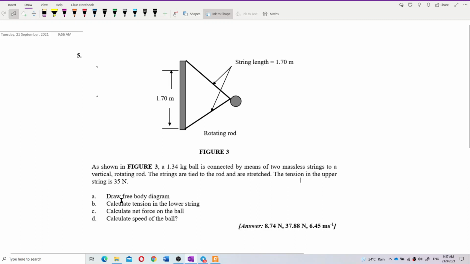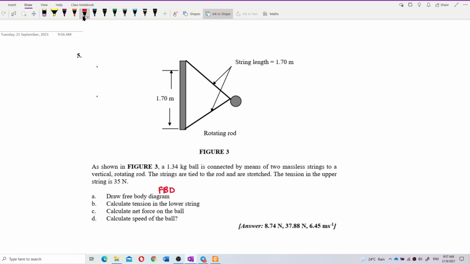Okay, draw a free body diagram. Calculate the tension in the lower string. Calculate the net force on the ball and calculate the speed of the ball. Good. Okay, first of all, question A asks for a free body diagram. We need to draw a free body diagram.